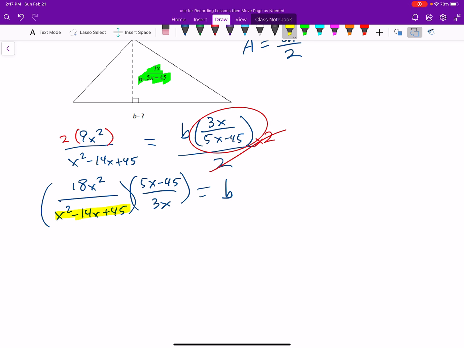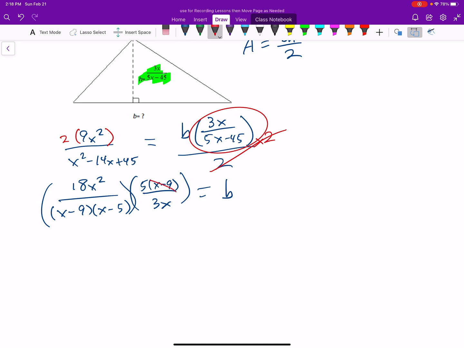45 could be 15 times 3, but that doesn't help. Or it could be 9 times 5. That sounds promising, doesn't it? So why don't I rewrite that one since we've already got it up above. Let's rewrite this as x minus 9 times x minus 5. Negative 9 times negative 5 is going to give me positive 45. Negative 9 plus negative 5 will give me the negative 14. So that's all good. And why don't I factor this while I'm at it too? So I can take 5 out as a common factor and I'm left with x minus 9. Because that's convenient.